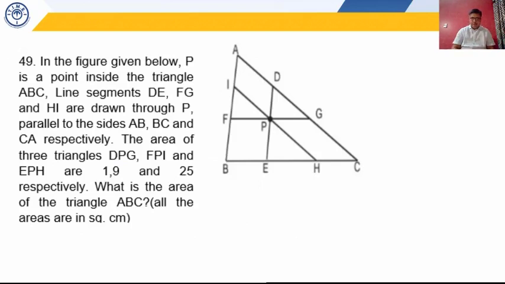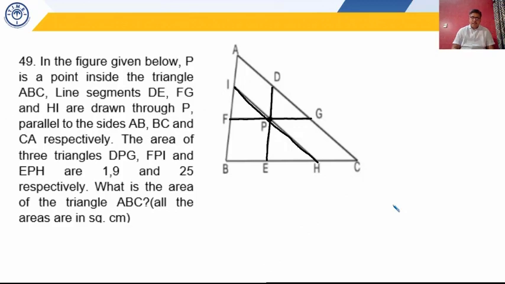This question appears to be slightly bulky. In the figure, P is a point inside the triangle. So this is your point inside the triangle. And DE, FG and HI are drawn through P. So one of the lines is DE. Second line is FG. And DE is parallel to AB. FG is parallel to BC. And IH or HI is parallel to AC. Right?